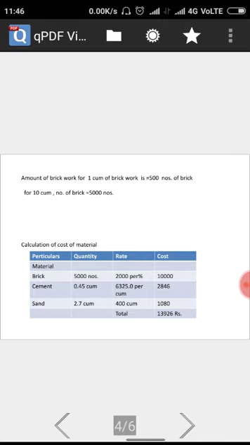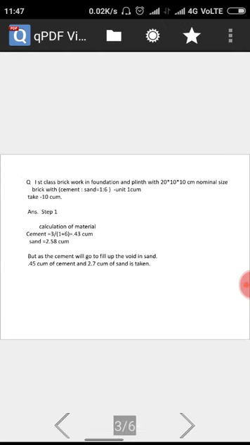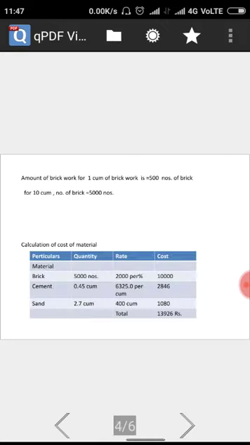The number of bricks for 1 cubic is 500, which we have calculated before. For 10 cubic the number of bricks is 5000. So the number of bricks is 5000 for 10 cubic. Cement quantity is 0.45 cubic, and sand is equal to 2.7 cubic.